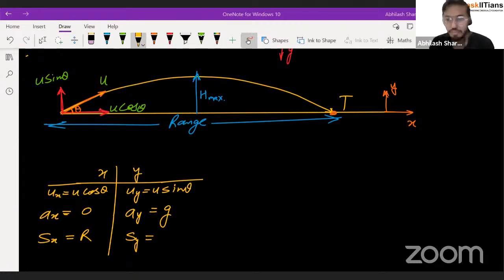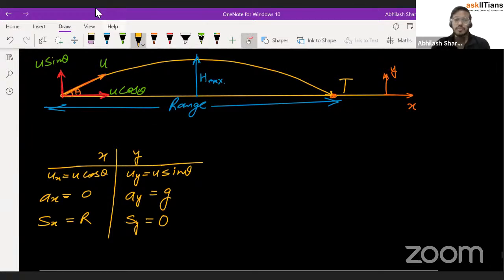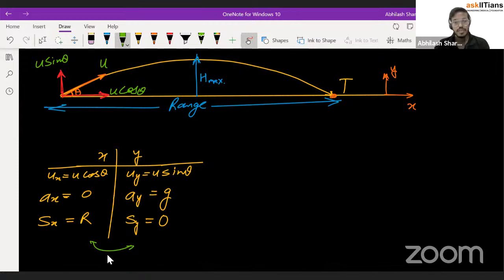Okay, so is it clear to everyone that it comes back to the same ground? That's why no displacement along y. So everybody respond with yes or no if you're getting it or not. All right, so I will write that displacement along y is 0, not h. And now what we will do? Again, we will connect them by the time. Time will be the connecting factor once again.